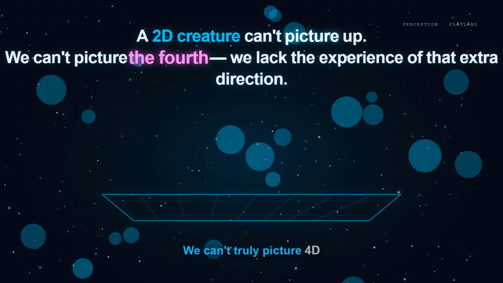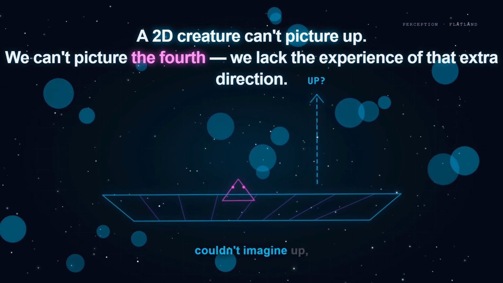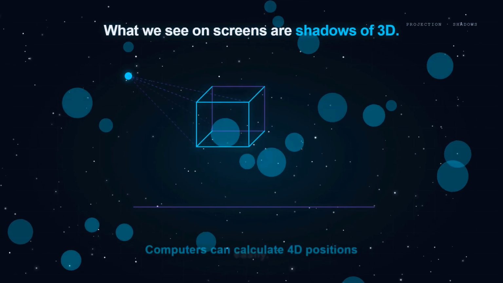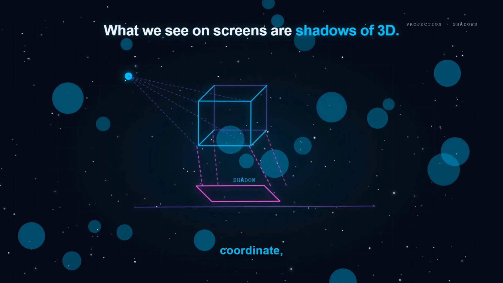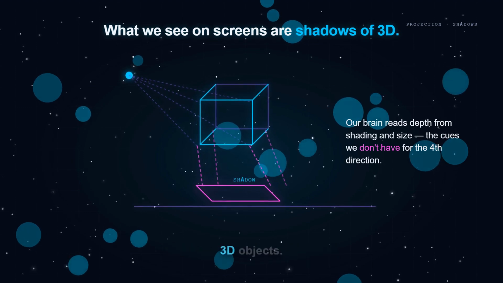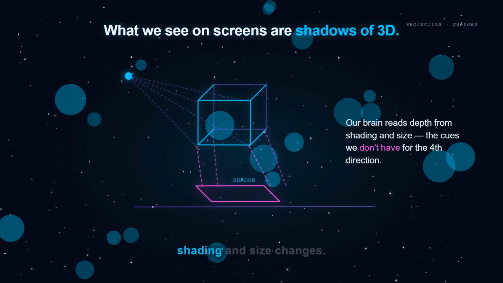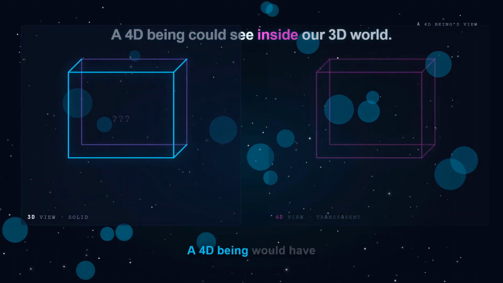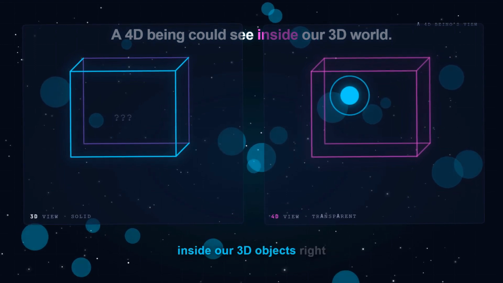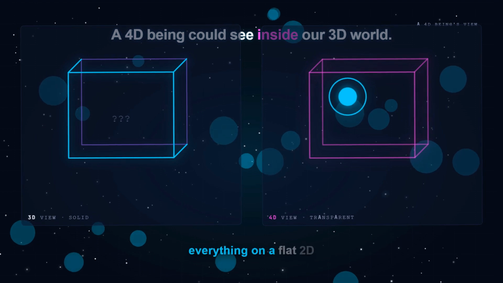We can't truly picture 4D because we're 3D beings. Just like a 2D creature living on a flat sheet couldn't imagine up, we lack the experience of that extra direction. Computers can calculate 4D positions easily. They just add one more coordinate, but they still show us only 2D images on screens, which are basically shadows of 3D objects. We understand those shadows because we have depth cues like shading and size changes. A 4D being would have extra depth cues for the fourth direction and could see inside our 3D objects, right through walls and even inside people, the same way we can look down and see everything on a flat 2D surface.